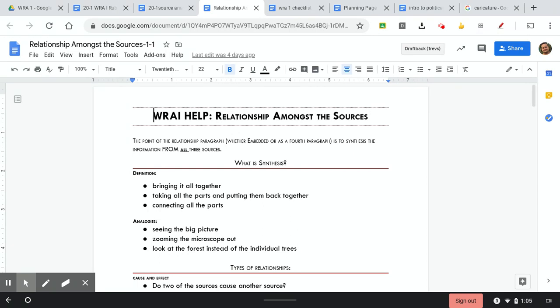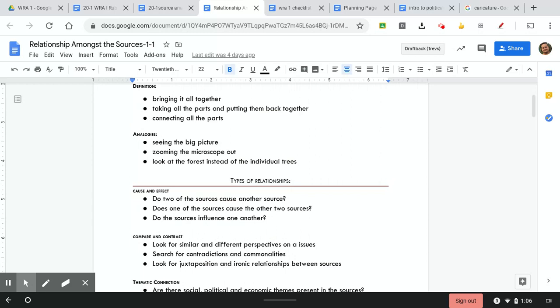Some analogies to help with this is you're seeing the big picture, right? You've already done 3 individual source analysis paragraphs. What is the big picture that all of them relate to? It's kind of like zooming the microscope out. You've zoomed it in to look at each individual organism, each source. Now zoom it out and see all of them together. Or you've gone from looking at individual trees, you zoom out, and now you see the whole forest. This is what you're doing in the synthesis paragraph.